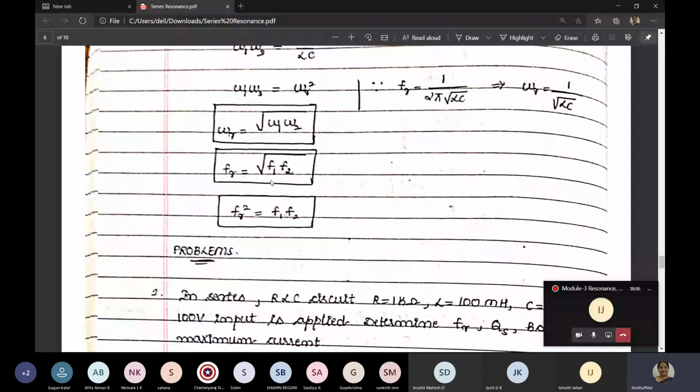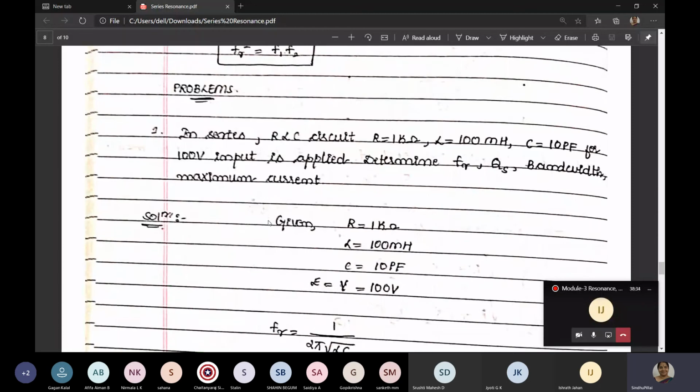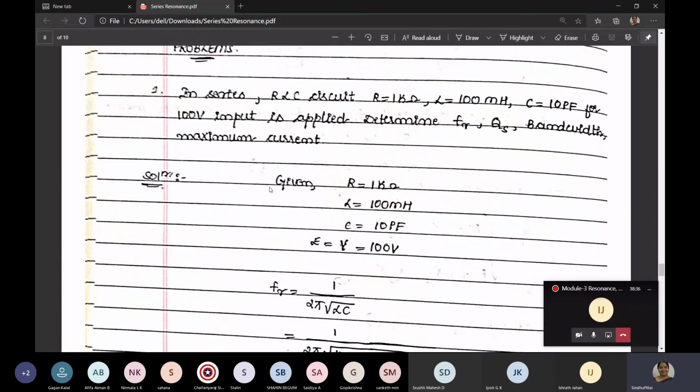A very important derivation where we bring the relationship between resonant frequency and the half power frequencies. FR square is equal to F1 into F2. So these are some important derivations of series resonance. We'll just go through one problem, to see how easy it is. It is just a direct substitution.